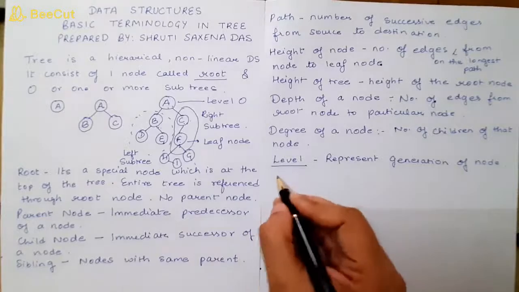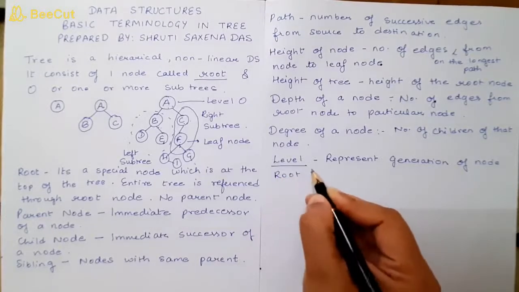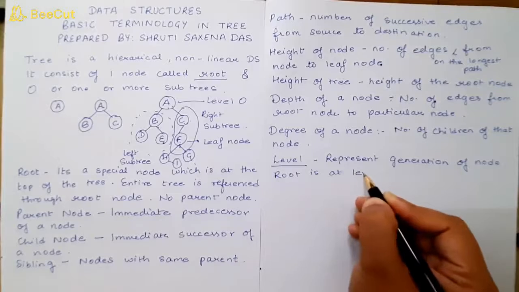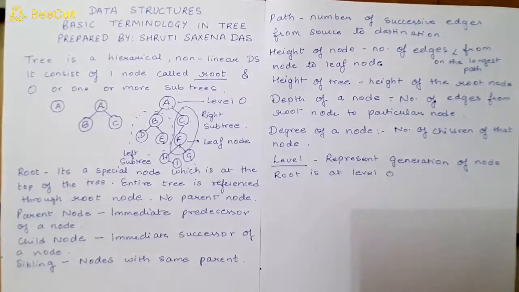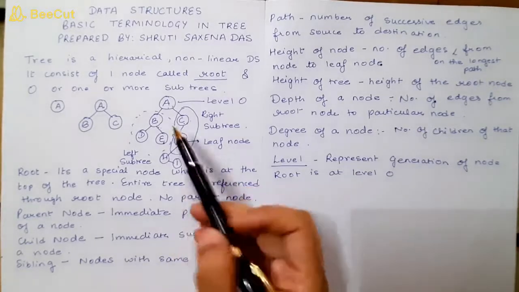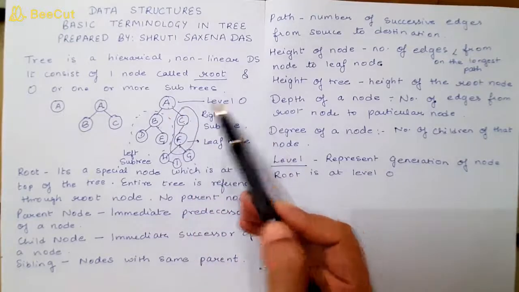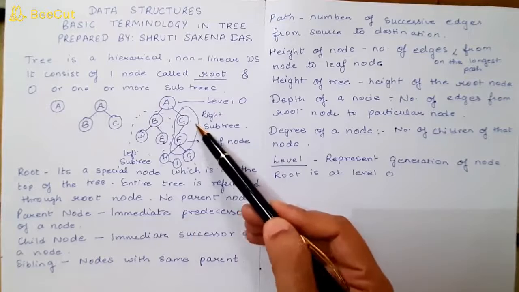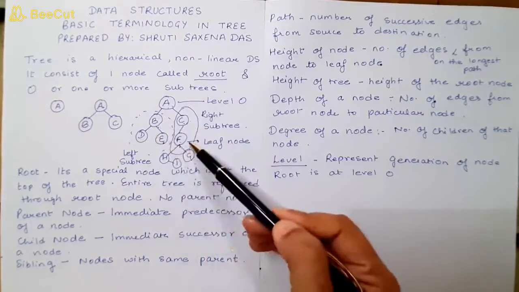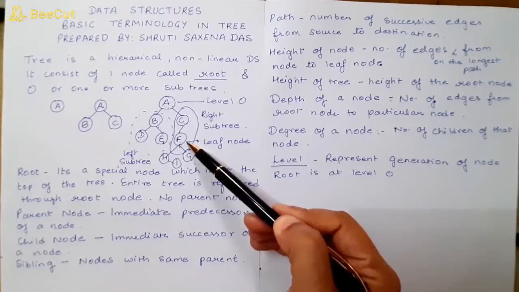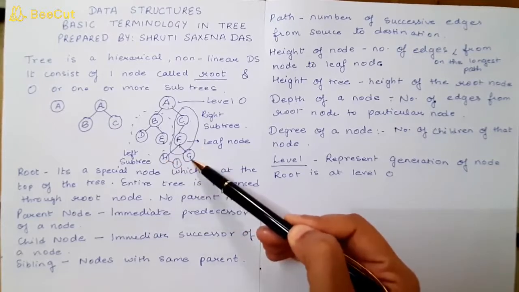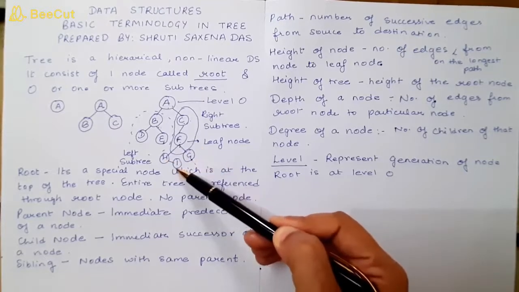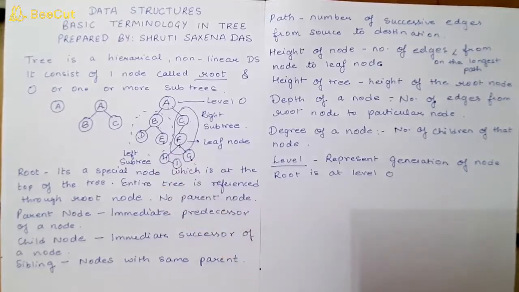So root is at level 0. It will be like this: A is at level 0, then its immediate children B and C will be at level 1, D, E and F will be at level 2, H and G will be at level 3, and I will be at level 4. It will be like that. You have to start with level 0 at the root.